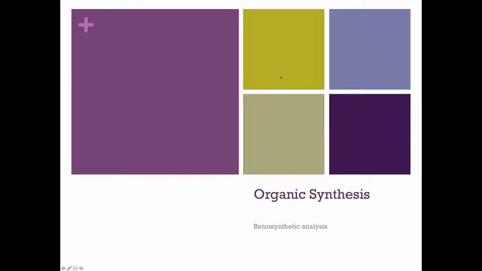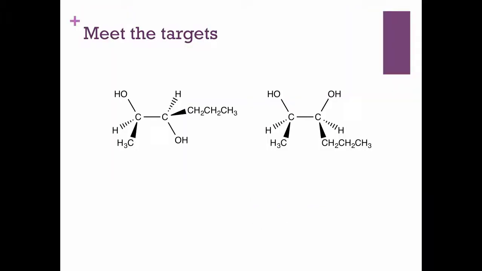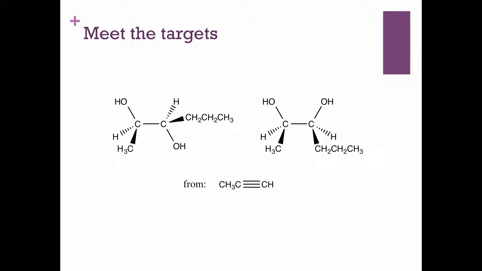Good day. Today I want to talk a little bit about organic synthesis, and in particular how we do retrosynthetic analysis. I want to look at problem 38 from chapter 11 and letters B and C from that. What you see we have here is two hexane diols, and they happen to be diastereomers to each other. Both problems ask you to make these hexane diols from propyne.